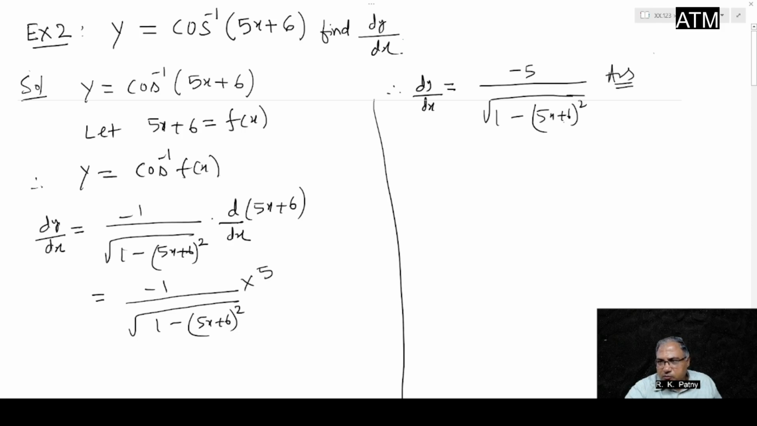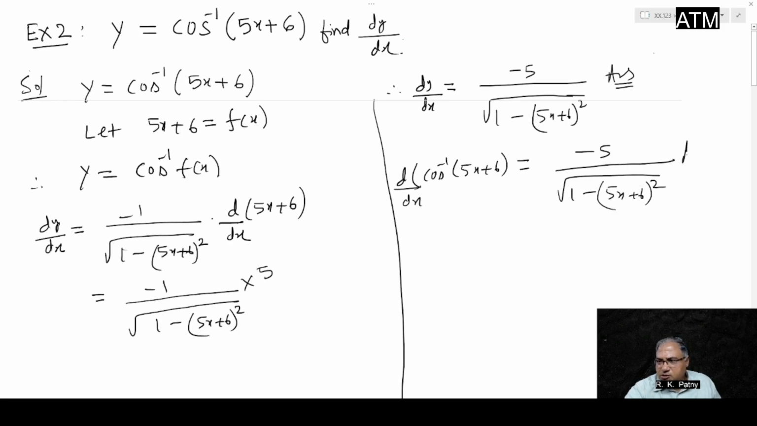We don't expand this one. If required, we will do it, but in regular calculation, we don't expand (5x plus 6) whole square because here is a square. Some other time, if the cube or 4 is coming, we don't expand it. So, what is the ultimate answer? Differentiation of cos inverse of 5x plus 6 with respect to x equals to minus 5 upon under root of 1 minus (5x plus 6) whole square. This is the required answer.